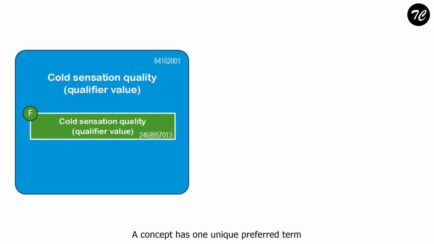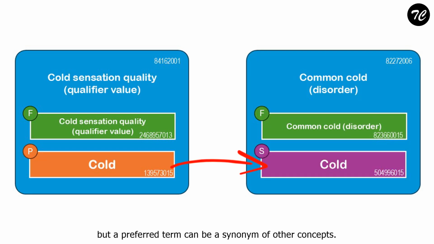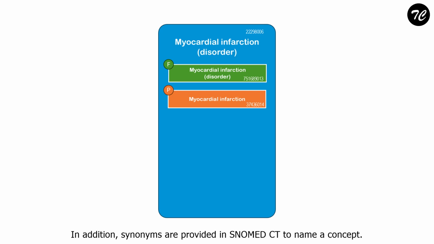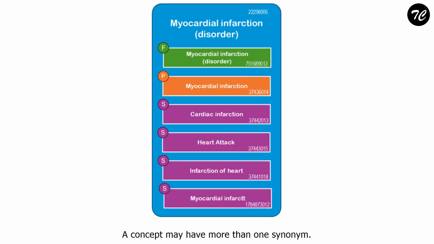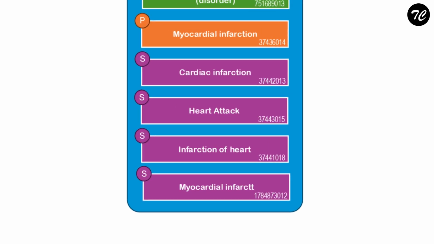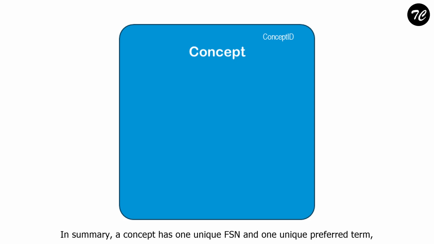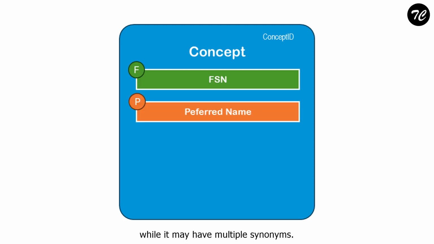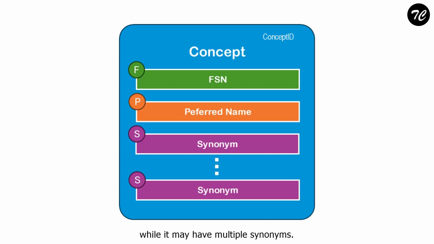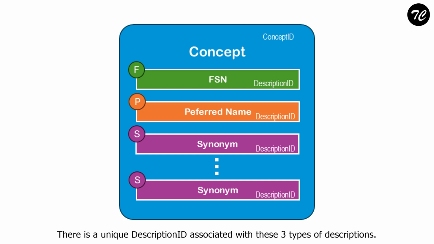A concept has one unique preferred term, but a preferred term can be a synonym of other concepts. In addition, synonyms are provided in SNOMED-CT to name a concept. A concept may have more than one synonym. In summary, a concept has one unique FSN and one unique preferred term, while it may have multiple synonyms. There is a unique description ID associated with these 3 types of descriptions.